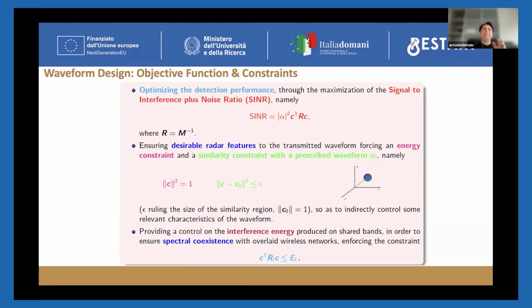And all these drawbacks can be at least partially avoided by forcing our solution to be similar to a radar waveform C0 which shares some nice properties such as constant modulus, reasonable peak to side lobe level, and in general a reasonable ambiguity function. And finally, to guarantee the spectral compatibility with the overlaid radiators, it is necessary to provide a control on the overall interference energy produced in the shared bandwidth, and substantially we are forcing the last constraint that we have discussed before.